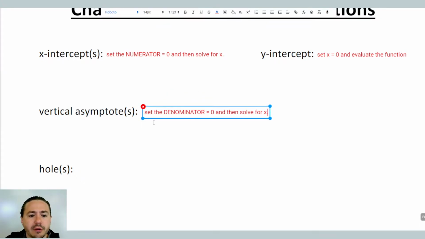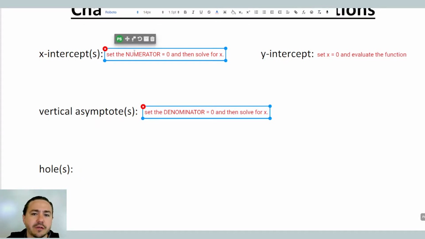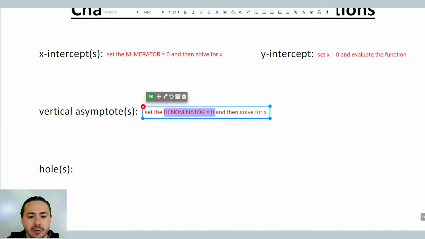Like I said, we'll get into the graph next time, but right now we're just going to focus on how do we find each of these characteristics. So one thing that came up in the last unit when we were solving rational inequalities is that occasionally you'll have an x value that makes the numerator equal 0 and the denominator equal 0.